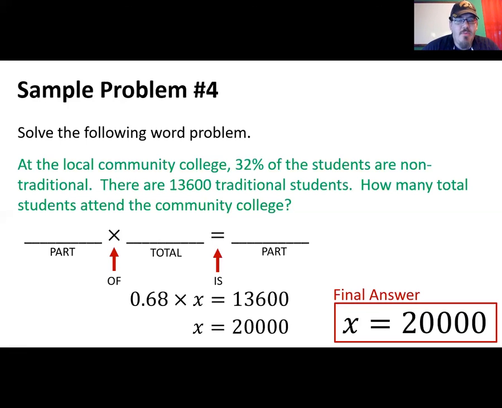Just be careful, though, that there are times where the question may ask for something a little bit different than what you solve for. And so you just need to make sure you carefully answer the question when you're solving a word problem like this.